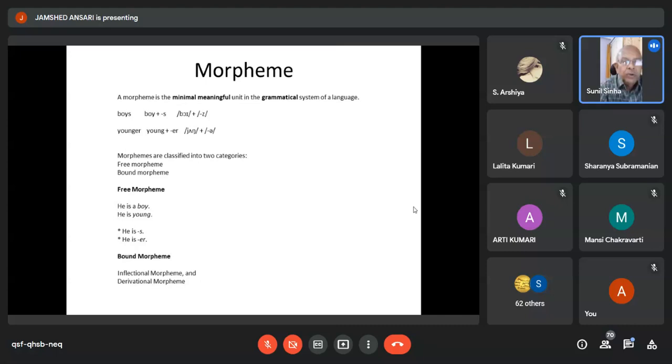Or if you go higher, at the level of sentences, then the grammatical system of English divides sentences into declarative sentences, interrogative sentences, imperative sentences, exclamatory sentences, right?